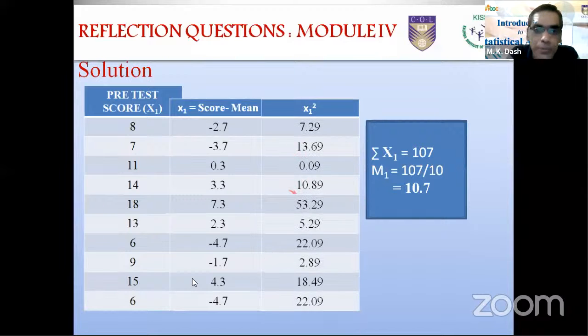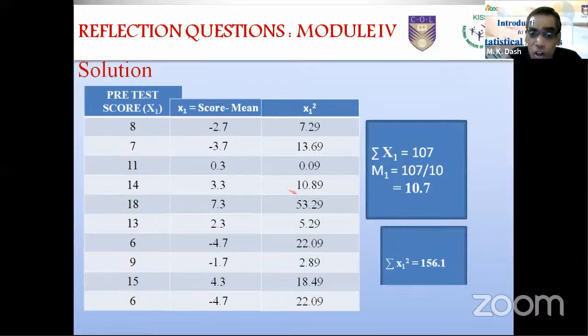Now coming to this one: the square of the deviation of each score from the mean. Find out the square of the deviation. You will get this. I hope you have done it in this way, or if you have done it by any other method, then compare the answer. See, what is the sum of the squares of the deviation? 156.1. So this is the information we are getting from the pre-test score. Okay, pre-test is over. Now coming to the post-test score.